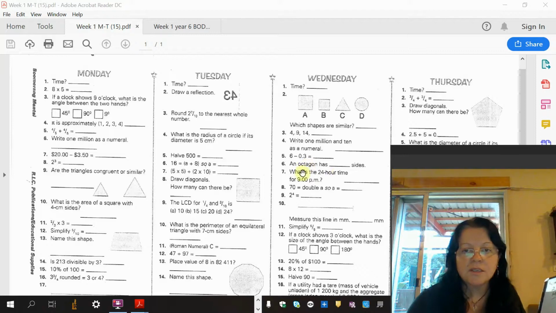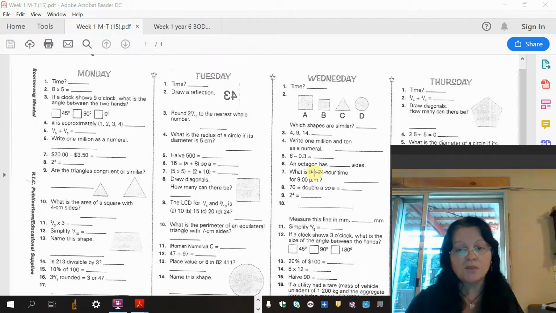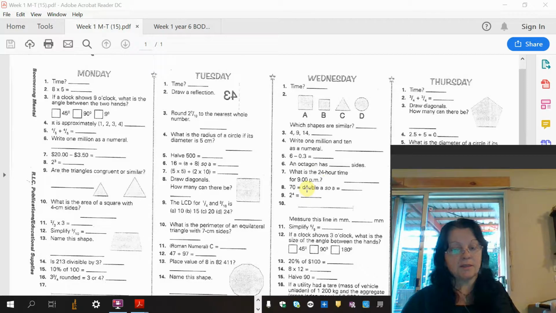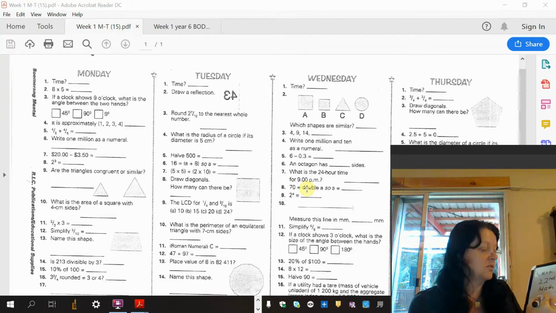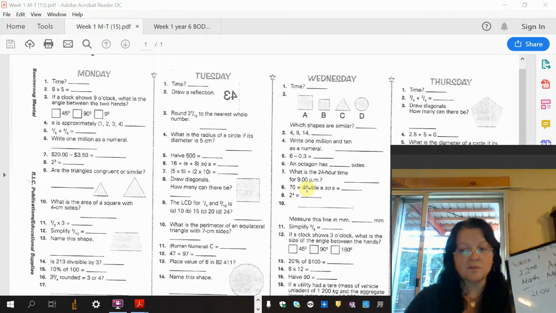Okay, the next one is an octagon has how many sides? Well, an octagon's like an octopus, so it has 8 sides. What is the 24-hour time for 9 p.m.? So we remember that after midday, the 24-hour time clicks in. So when it's 1 p.m. in the afternoon, we add 12 to it, and it's actually 1,300 hours. So if you count round the clock from 1 to 9, 1,300 hours, the answer is 2,100 hours.